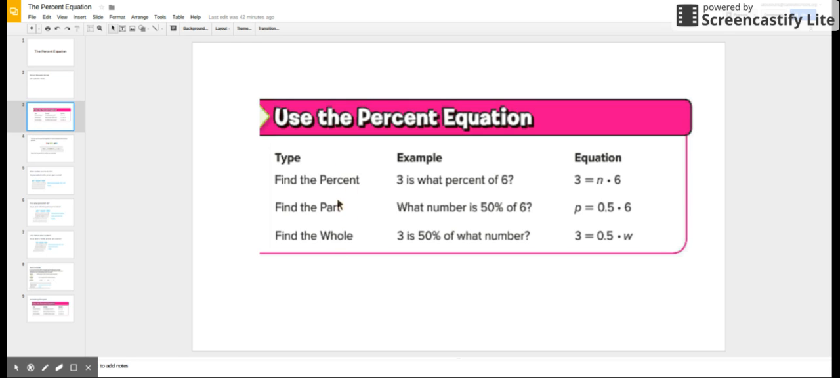There are three different ways that we could use it: if you're trying to find the percent, if you're trying to find the part, and if you're trying to find the whole. If you're trying to find the percent, this is the equation you would use. So 3 is what percent of 6? 3 equals n times 6.